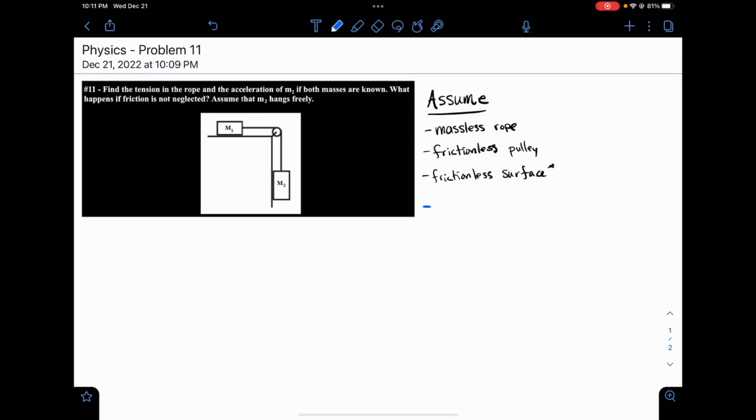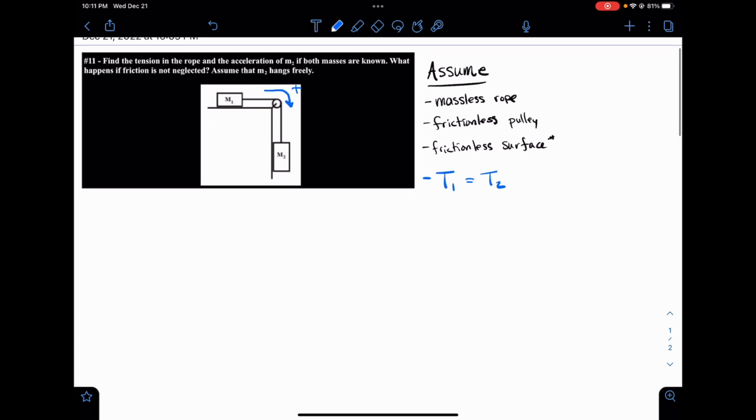Another thing that we know is that T1 is going to equal T2. Again, that is always the assumption, assuming the rope is not breaking, stretching, or any other weird thing like that, and that is a safe assumption. Next, I'm going to say the positive motion of this system is going over the edge and down, and I'm going to hold that true for both of my blocks when I do their free body diagrams.